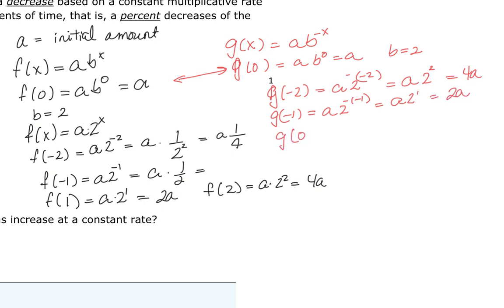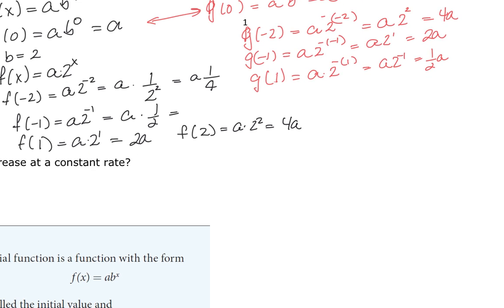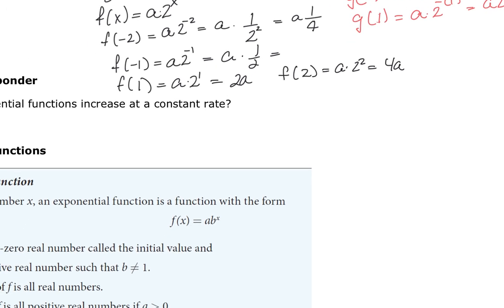g of 0 we did, so we'll do g of 1 now. This is going to be a multiplied by 2 raised to the negative 1, which is 1/2 of a. And you can see this pattern will continue. So as x gets larger, from negative 2 to negative 1 to 1, I'm actually dividing by a factor of 2 each time, and it's decreasing because I'm dividing by a factor of 2. So if my exponent is negative, I am dividing by that factor each time. And if my exponent is positive, I am multiplying by that factor each time. So that's what that is about.